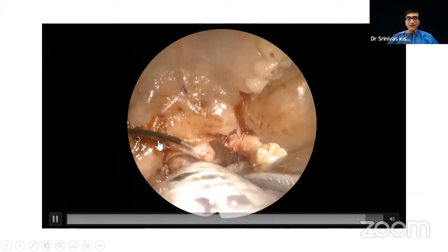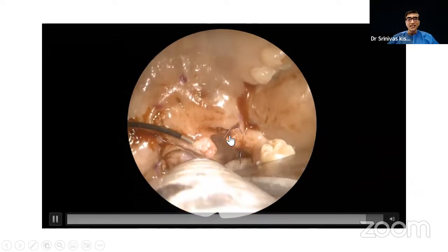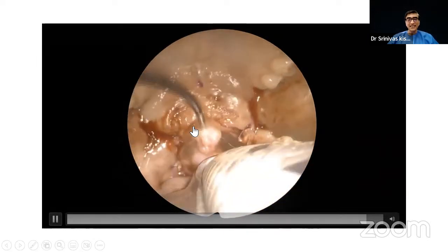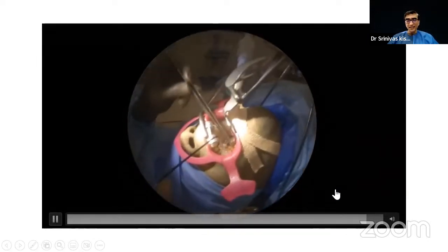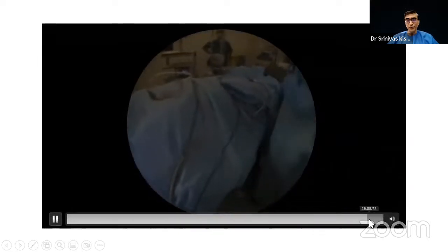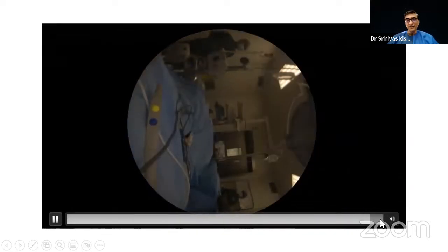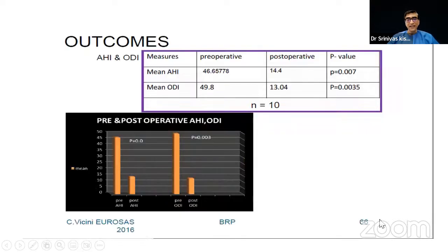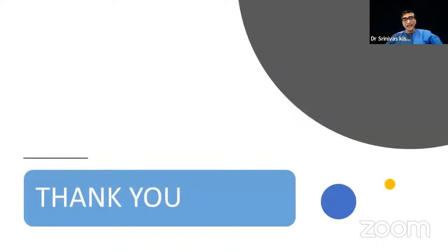You can see how with minimal dissection, the entire thing is suspended. And this is very gratifying. You get beautiful results at the end of the procedure. Now, postoperatively, these are great results. These are not my results. These are Professor Piccini's results, but our results echo the same kind of thing. Thank you very much. Let me just stop this now.